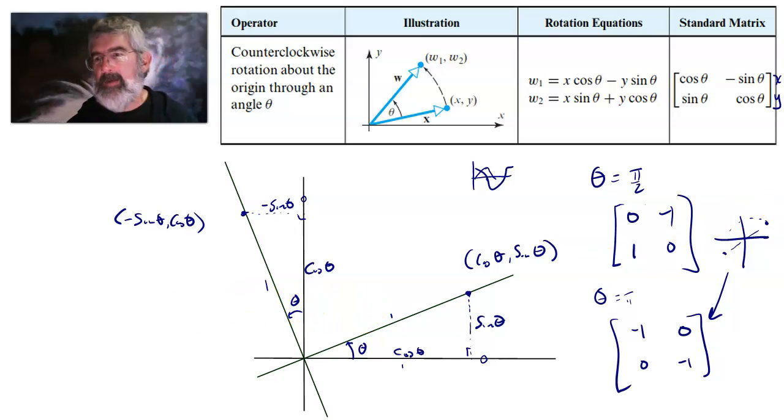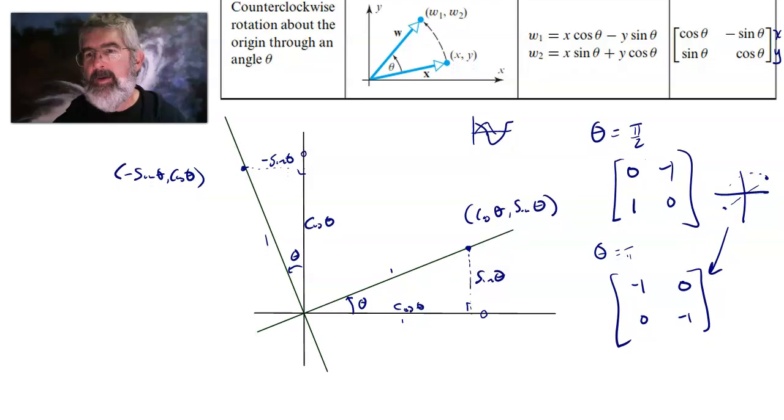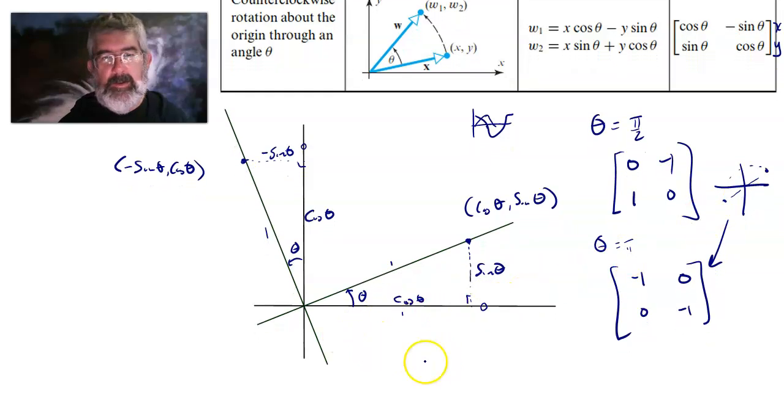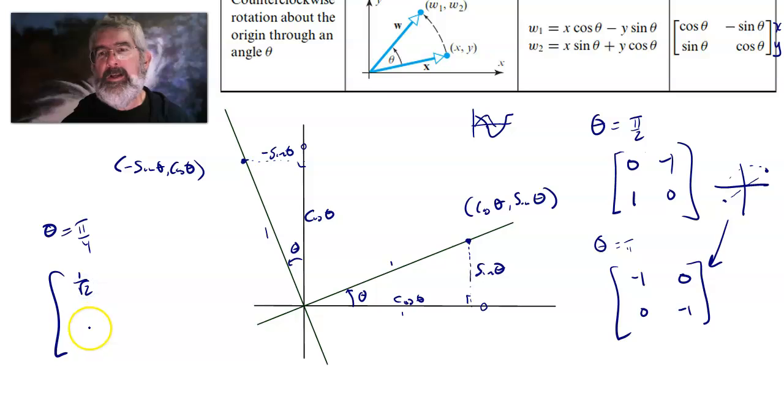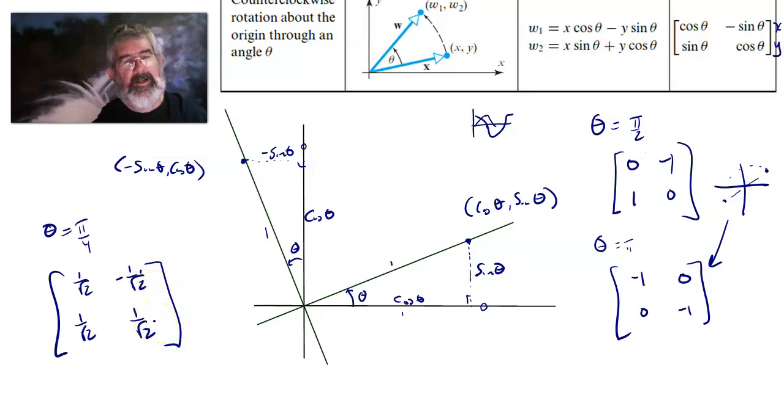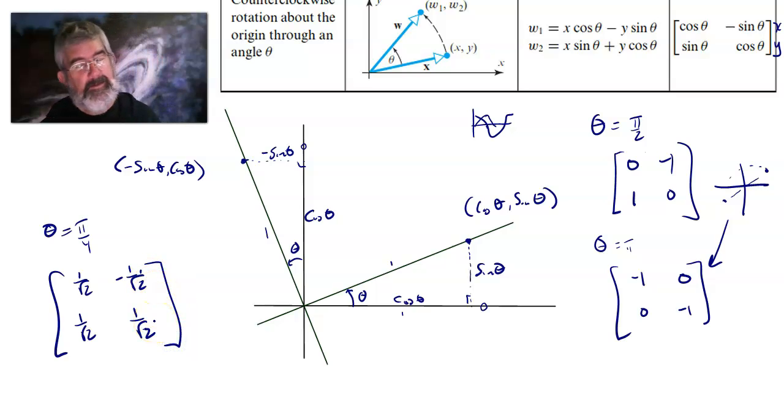One last one while I'm looking at this. How about rotating by pi over 4? So let's put it over here. Theta equals pi over 4. Then the cosine of pi over 4 is 1 over the square root of 2. Sine is 1 over the square root of 2. Minus sine is 1 over the square root of 2. And 1 over the square root of 2. So there's the rotation by pi over 4.